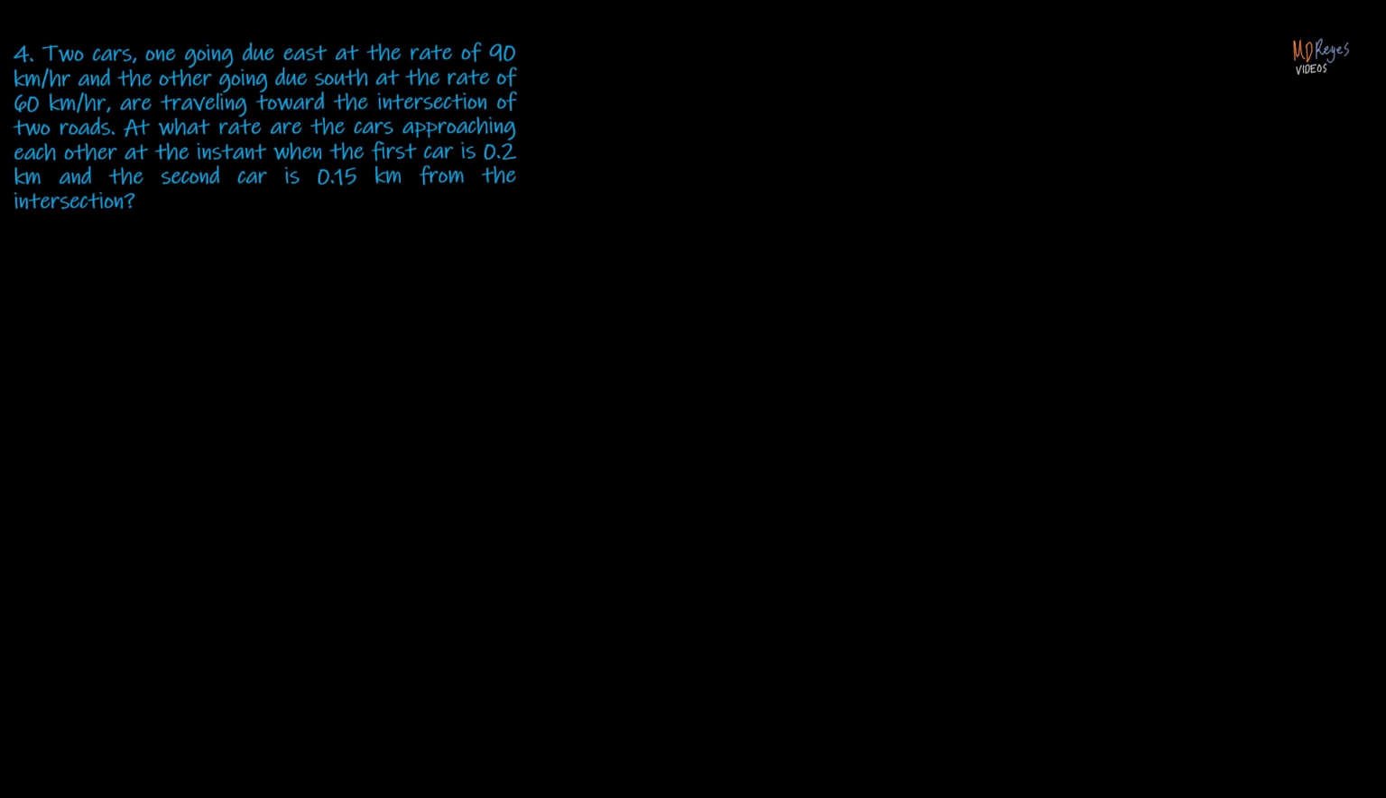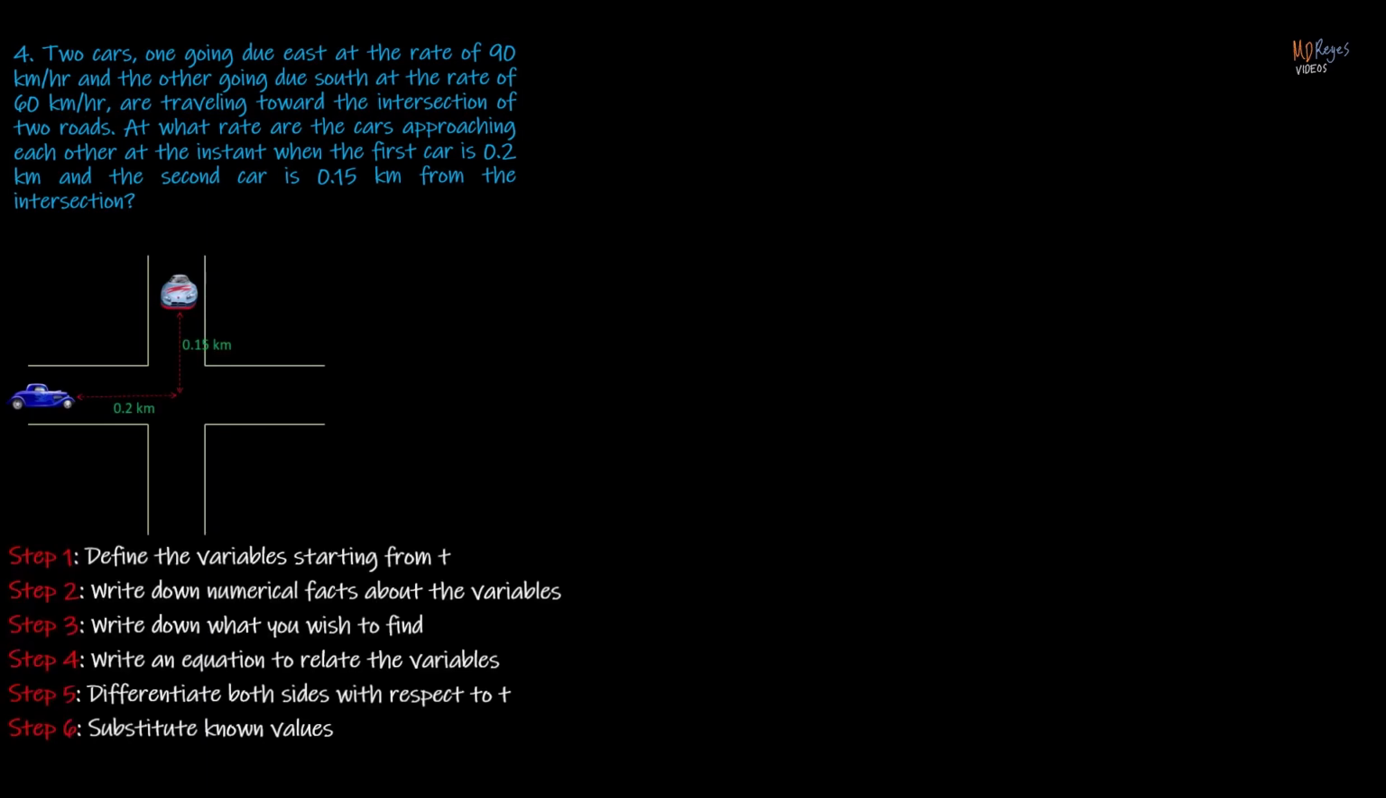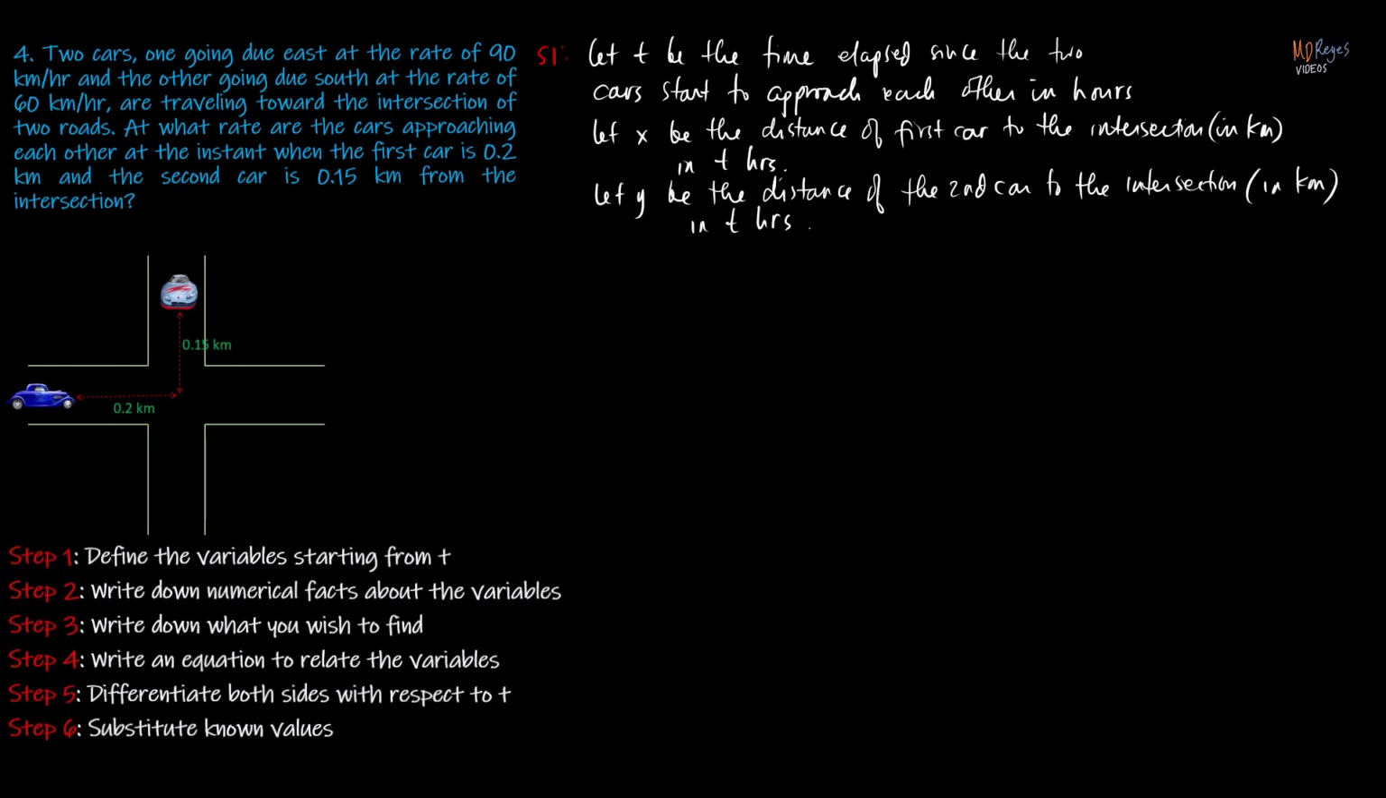Let's draw the figure of the problem. Here's the figure. Let me also define our variables starting from time t. We have three variables. t is the time elapsed since the two cars start to approach each other, in hours. x is the distance of the blue car, the first car, to the intersection in kilometers in t hours. y is the distance of the white car to the intersection in kilometers also in t hours. There are no other variables involved here aside from these three.